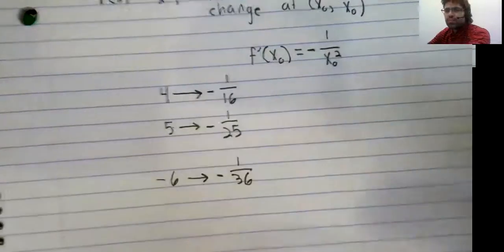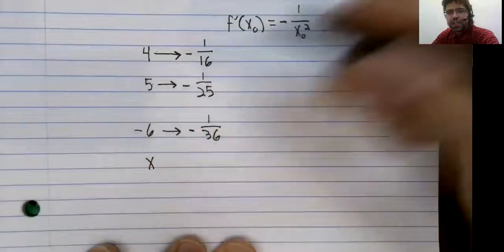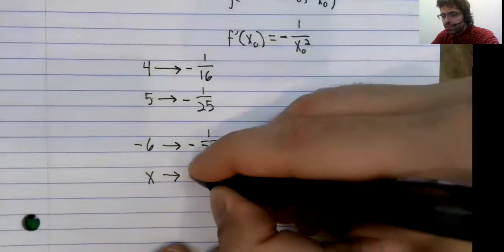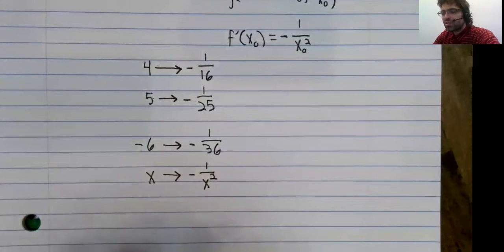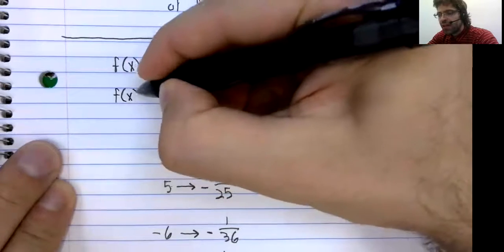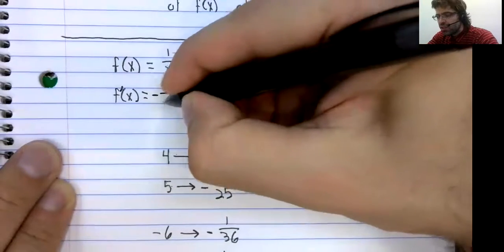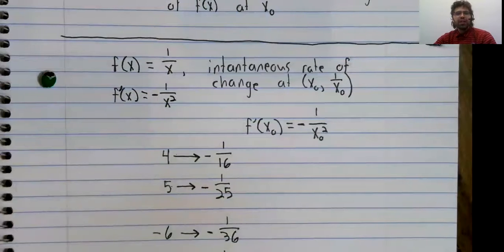In general, if we want to know the slope of the tangent line at x, we plug x in here and get -1 divided by x squared. The function that takes x and maps it to the instantaneous rate of change at x is f prime of x equals -1 divided by x squared.